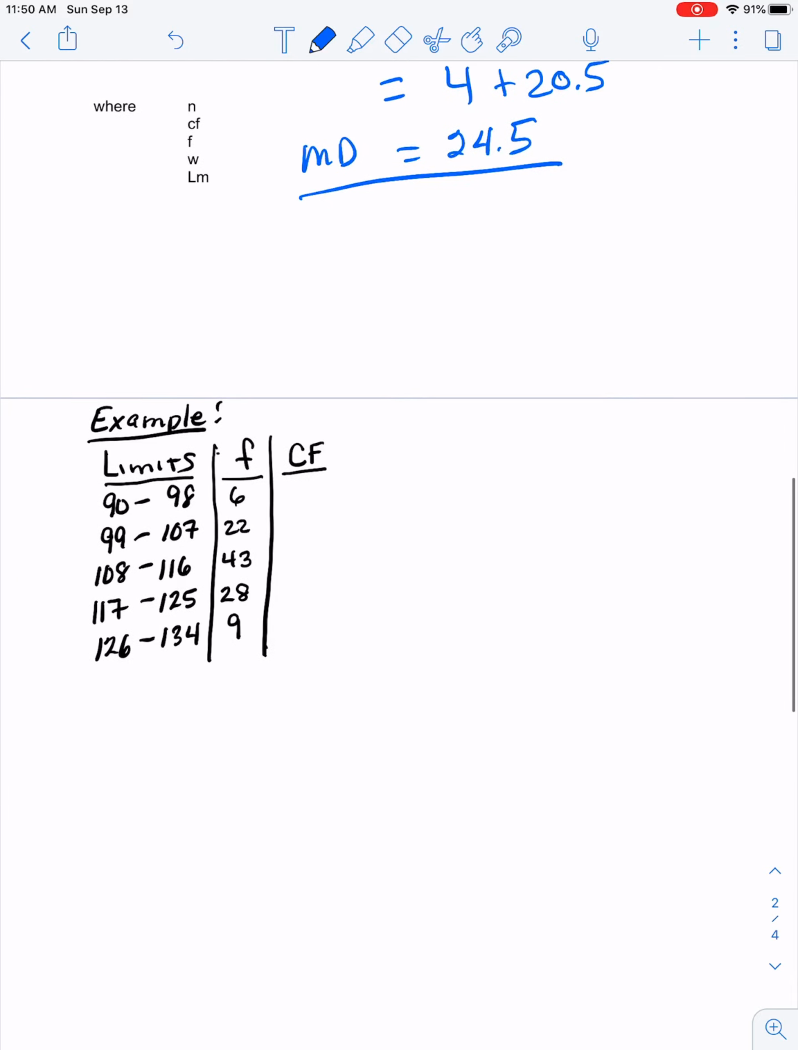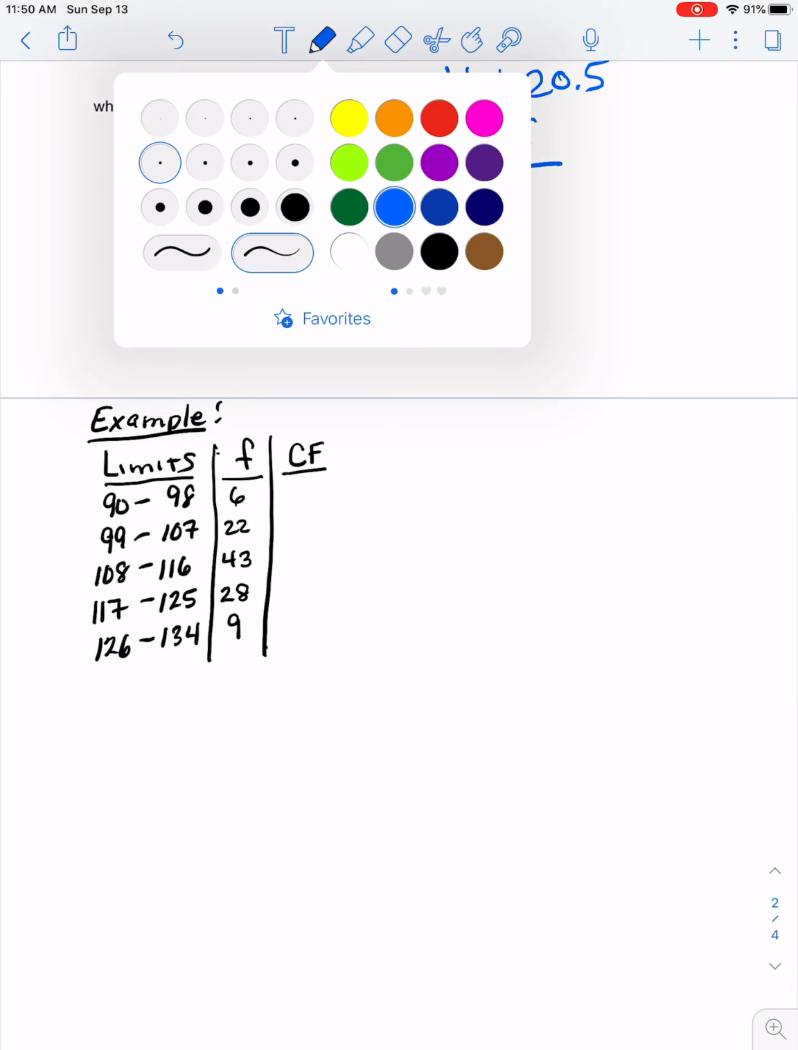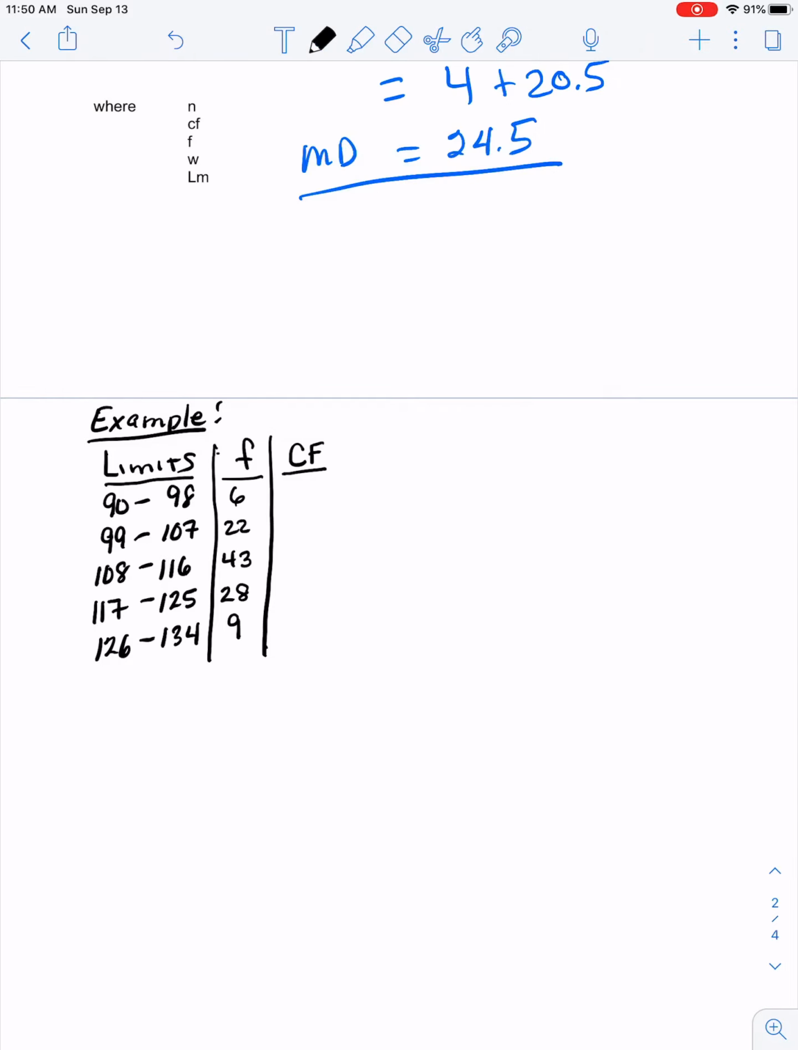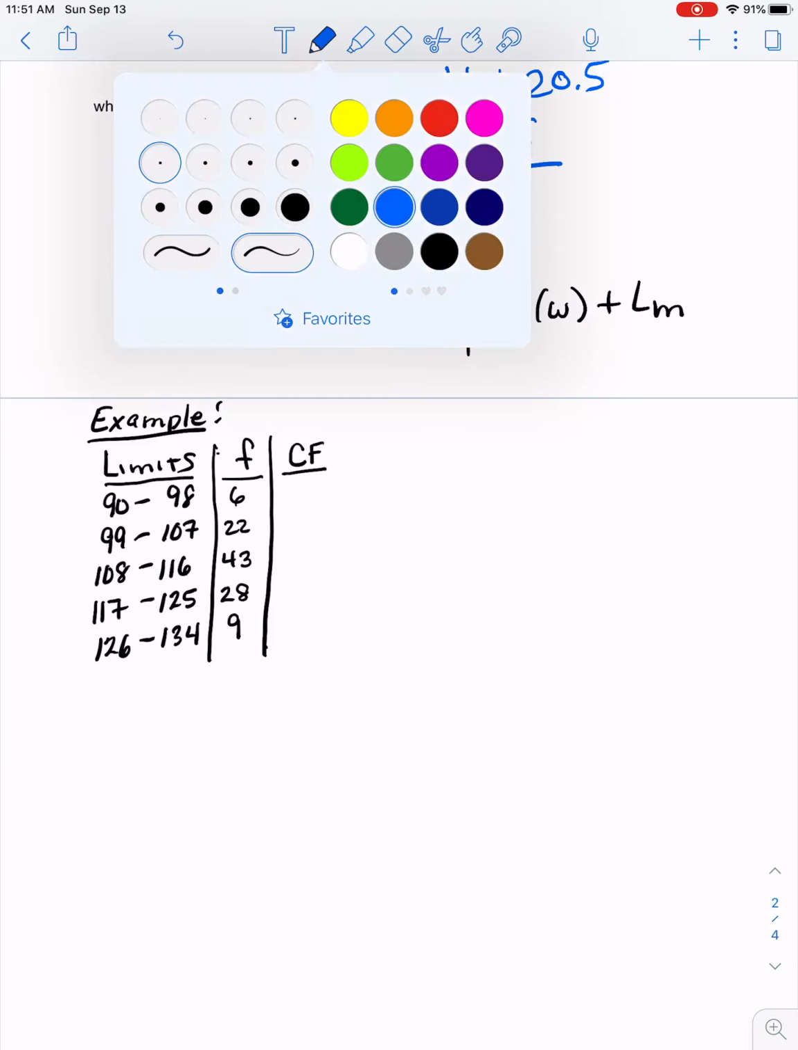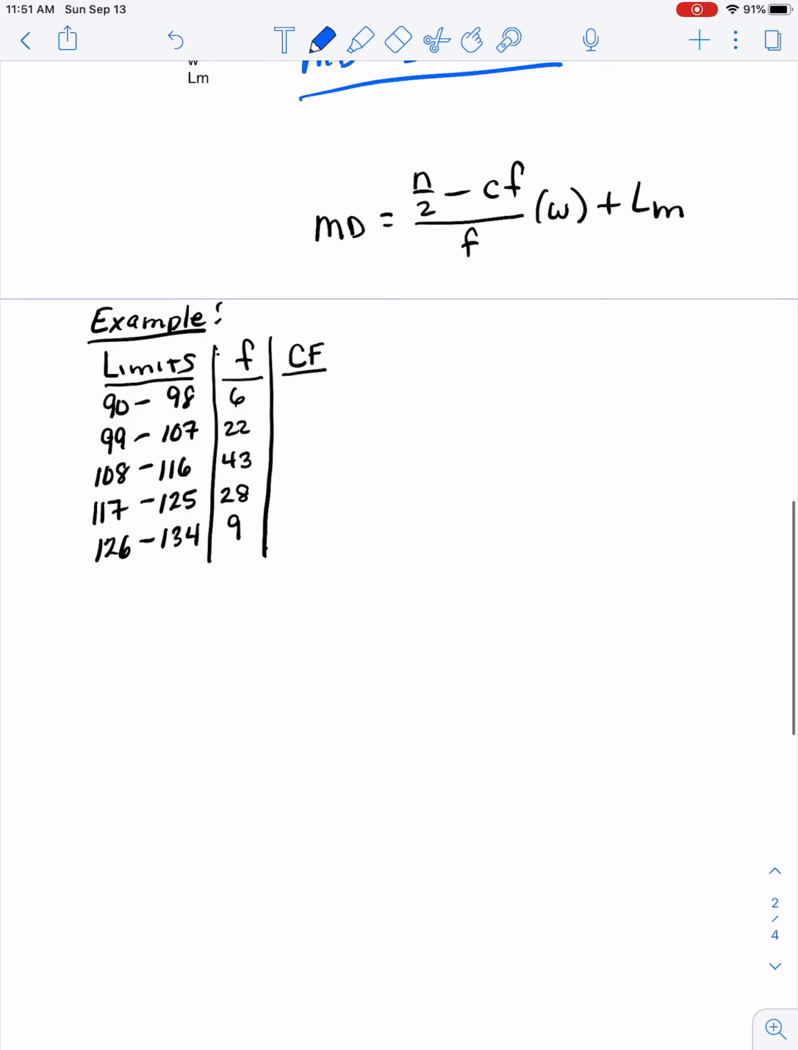and I wrote out a separate example. Let me see if I can recreate the formula here. So we have n over 2 minus the cumulative frequency, divide by frequency, times the width, plus the lower boundary of the median class. Okay, so here we are again. So I just gave us another group table, and with a different set of frequencies so that we could go through here and take a look.